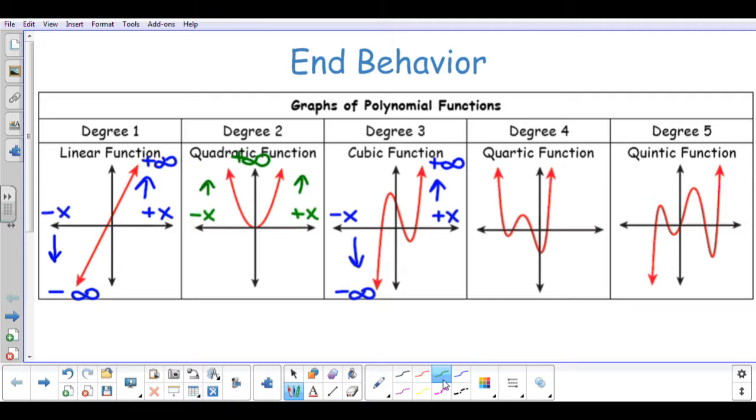Our quartic functions, so our degree 4 terms, are exactly the same as our degree of 2 terms. And same with our degree of 5 terms, the quintic functions, those are the same as the cubic as well as the linear. So if you notice there is a trend between the odd degrees, 1, 3, and 5, and the even degrees of 2 and 4.